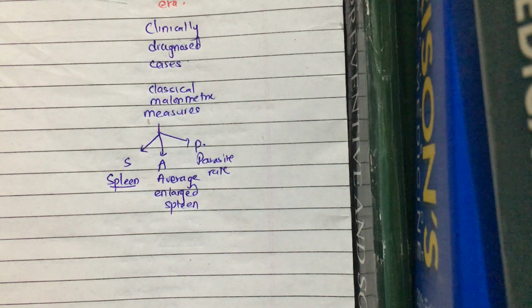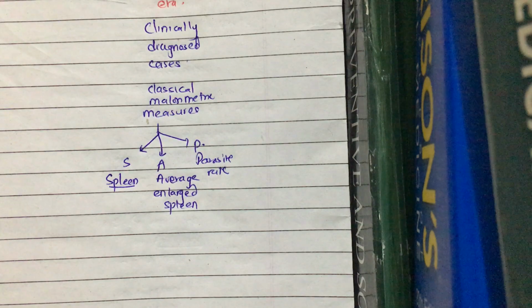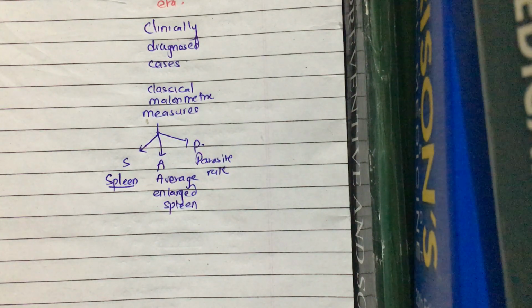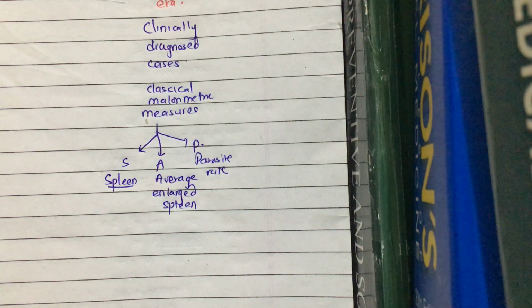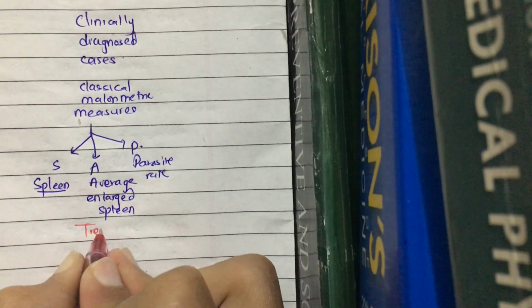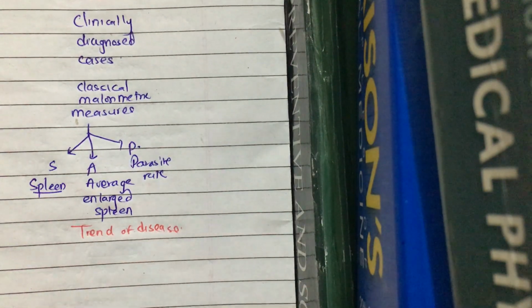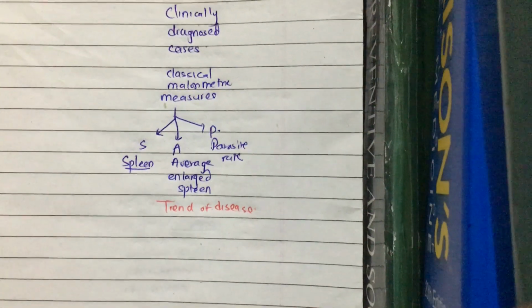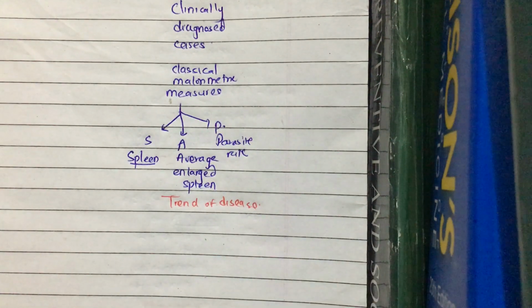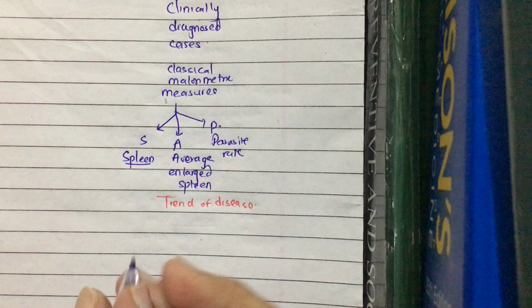In a control program, the case detection machinery is weak. Therefore, the classical malariometric measures may provide the needed information. They mainly provide information about the trend of disease. What is the trend of malaria in a community? Now let us discuss each of them.